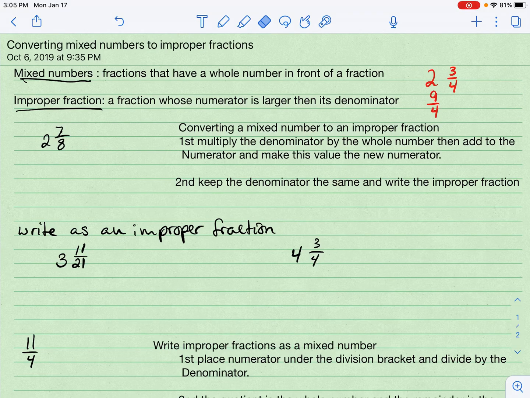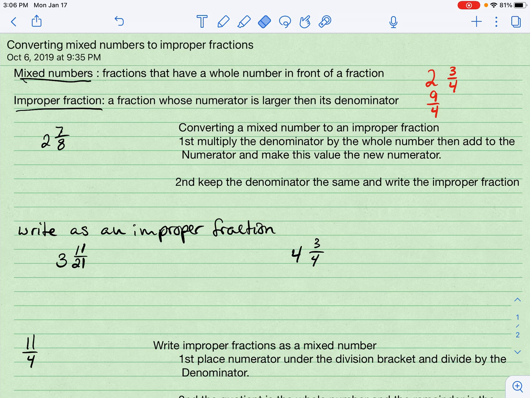All right. Here we're going to be looking at converting mixed numbers to improper fractions and then also working backwards, so going from improper fractions to mixed numbers. A mixed number is a fraction that has a whole number in front of a fraction. So 2 3/4, that would be your mixed number. It mixes whole numbers and fractions.